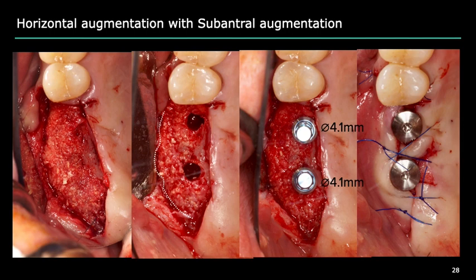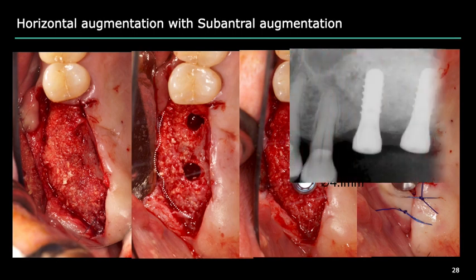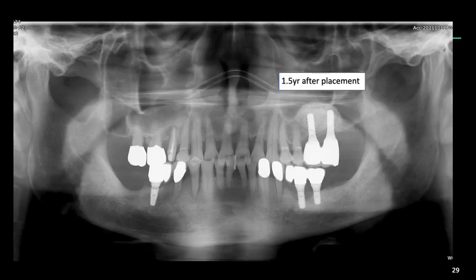So horizontal and vertical gain was enough in this case to place two standard tissue level implants. So you can see here the lateral augmentation with some bovine bone and sinus floor elevation. So two tissue level implants have been placed. And this is a post-operative radiograph. And this is 1.5 years after placement.